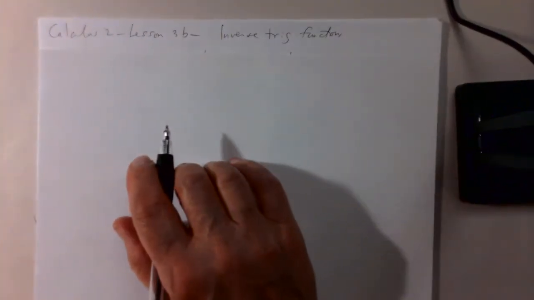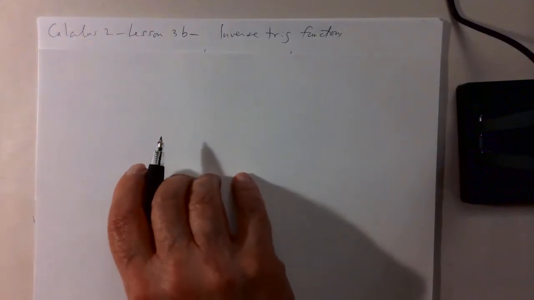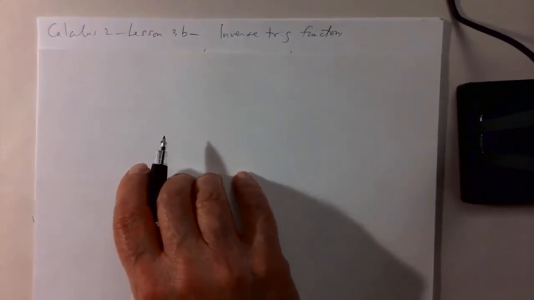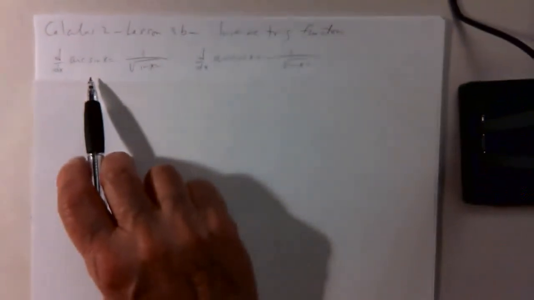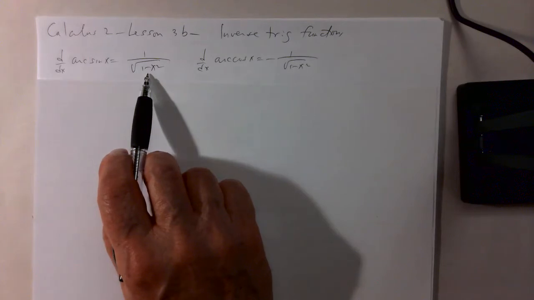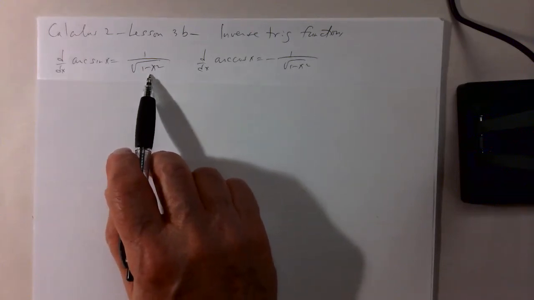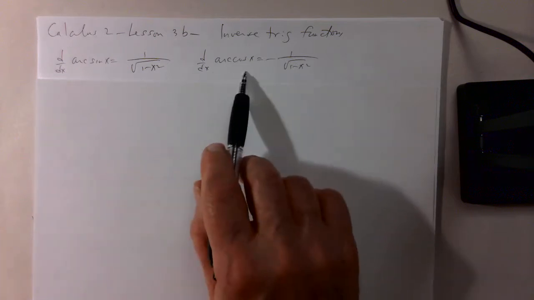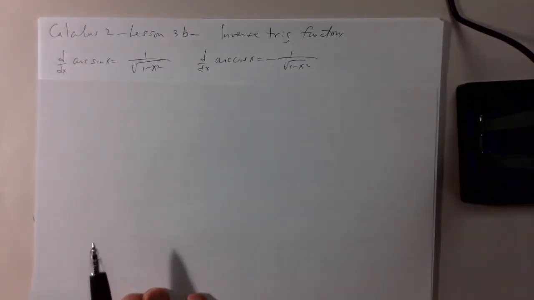This is calculus, the second part of lesson 3, which is on integration of inverse trig functions. So we remember, for example, if you differentiate the arcsine of x, the inverse sine of x, that's 1 over the square root of 1 minus x squared. And if you differentiate the arc cosine, it's minus 1 over the square root of 1 minus x squared.